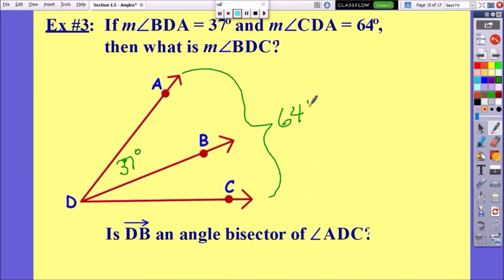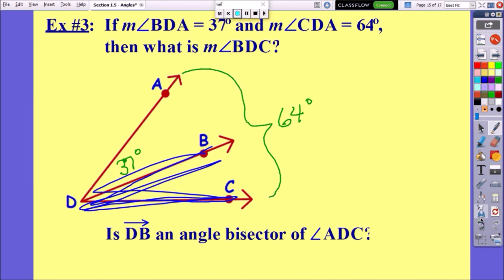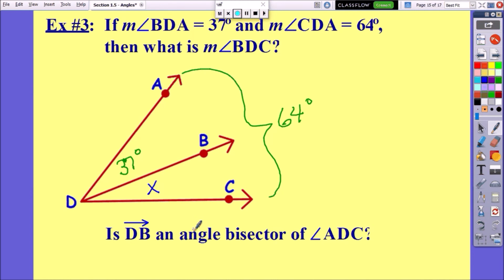That's 64 degrees. Then what is the measure of angle BDC? Okay, so where's BDC? Oh, it's this smaller angle that's on the bottom. Okay, so that's the angle I want to know. So you could think of this as like X, if you will.